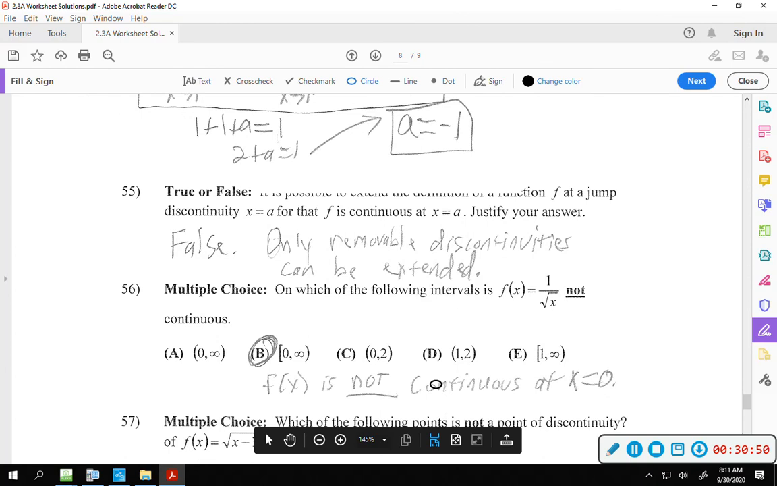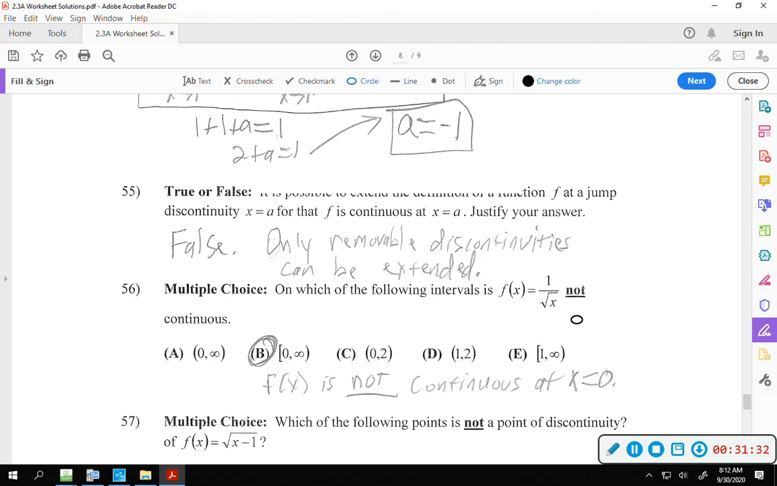56. On which of the following intervals is this function not continuous? Well, it's not continuous when it's not defined, right? This function is defined when x is greater than 0. It can't equal 0 or we'd have 0 in the denominator. This wants to know on which of the following intervals this function is not defined.